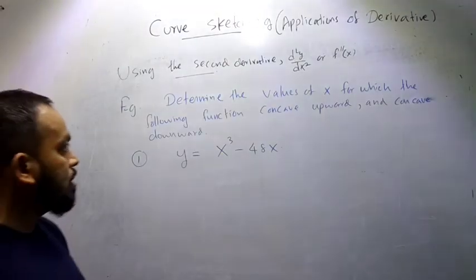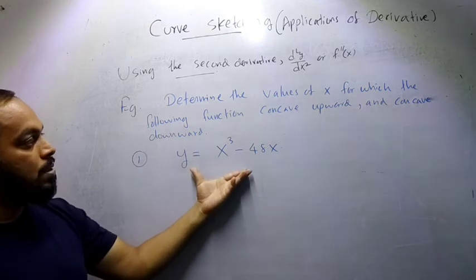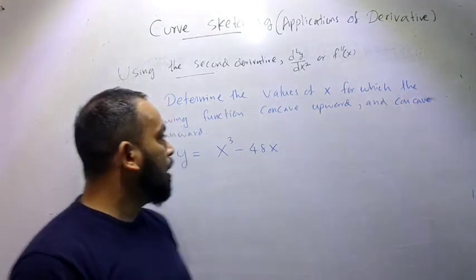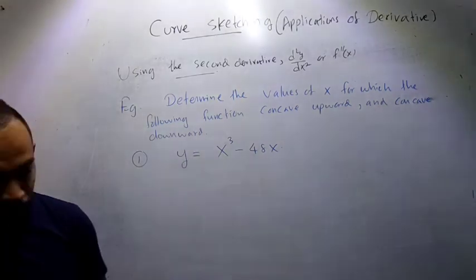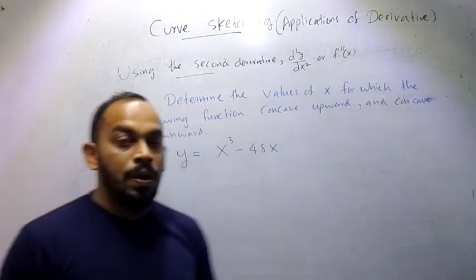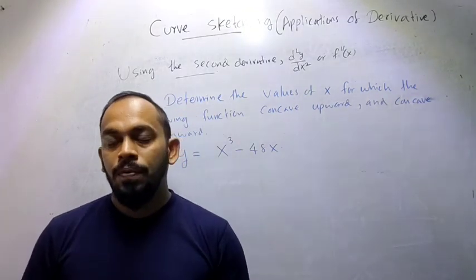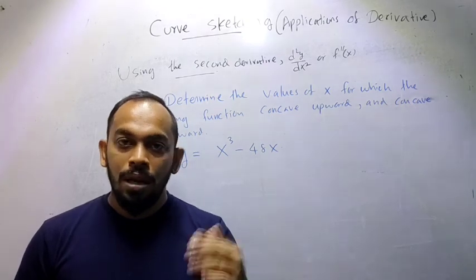Right, so this is an example. Determine the values of x for which this function is concave upward and concave downward. So let's figure that out. First the function is given. To find the concavity of the function, we need to determine the second derivative of the function. So we have to differentiate this twice.